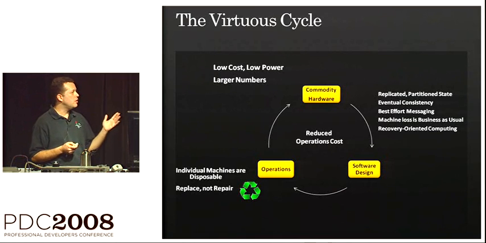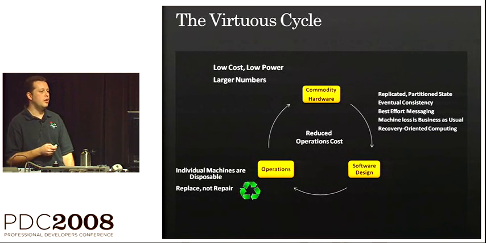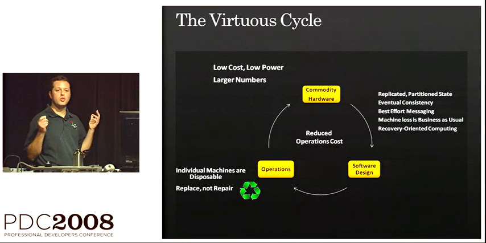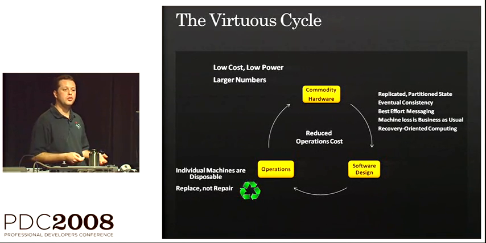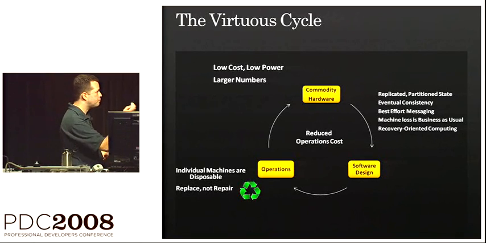And so having done this, we then come back to the beginning of the cycle. We can take our software to the next level. We can get even greater efficiency out of our operations model. And then we can buy more machines, support more users, rinse and repeat.